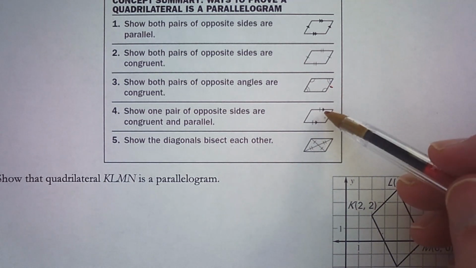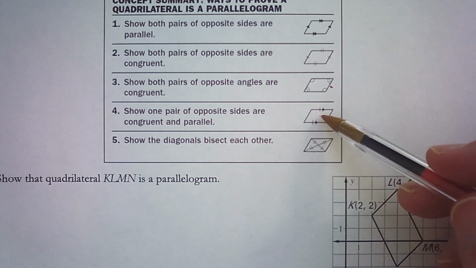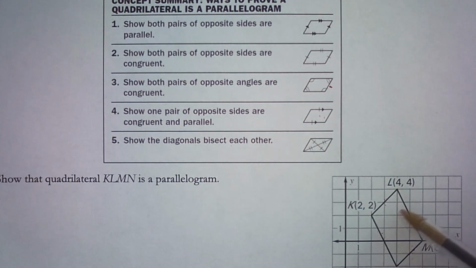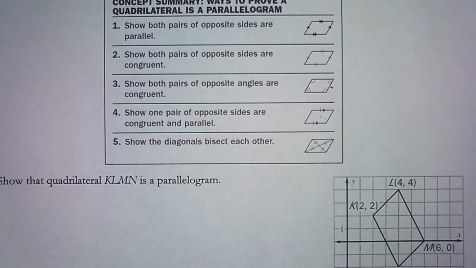we'll bypass that one. We could use the slope formula for two sides. I'll just say these two, and if they are the same, then they are parallel, and then the distance formula for the same two sides to show that they're also congruent. Or we could do the midpoint formula for LN and then for KM, and if these two diagonals have the same midpoint, then they bisect each other. Okay, so let's do option 4. So we'll use the distance formula and the slope formula.